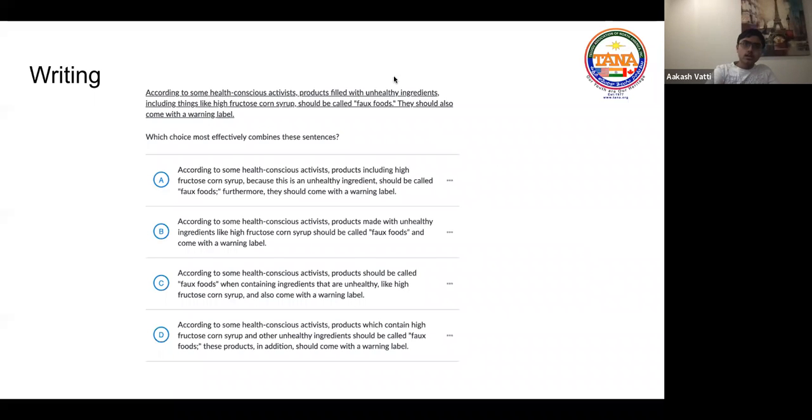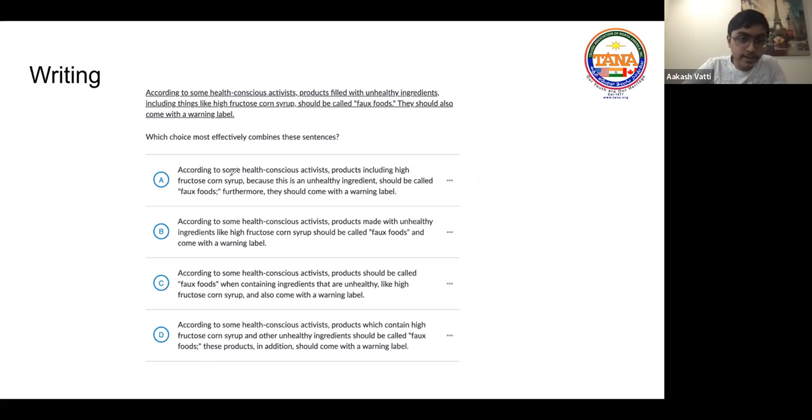All right. So, according to some health-conscious activists, products filled with unhealthy ingredients, including things such as high fructose corn syrup, should be called fox foods. They should also come with a warning label. So, answer choice A. According to some health-conscious activists, products including high fructose corn syrup, because this is an unhealthy ingredient, should be called fox foods. Furthermore, they should come with a warning label.